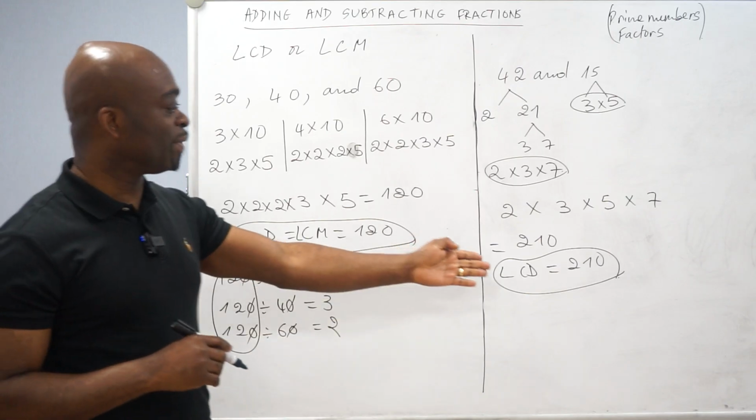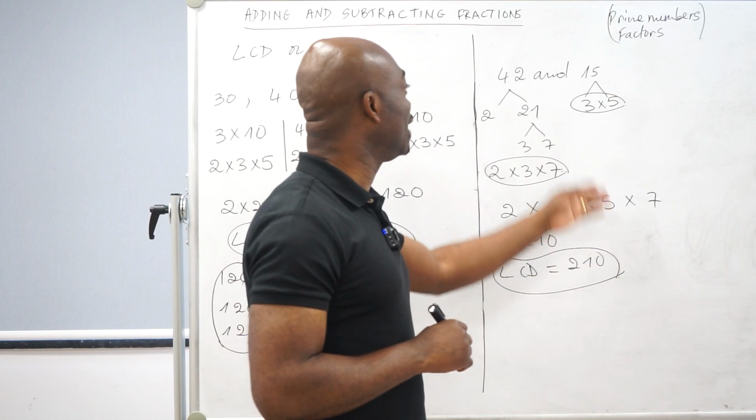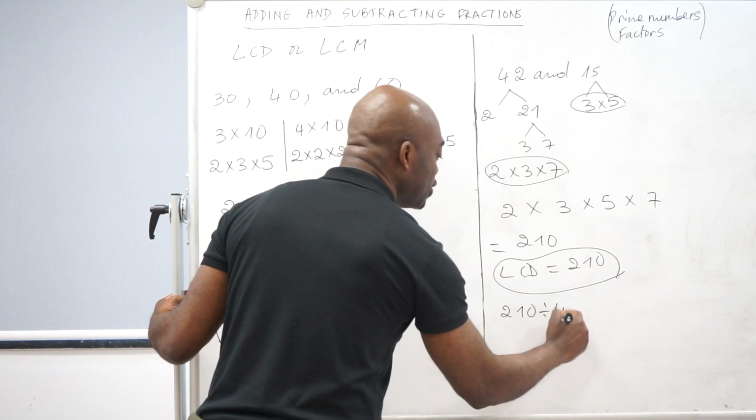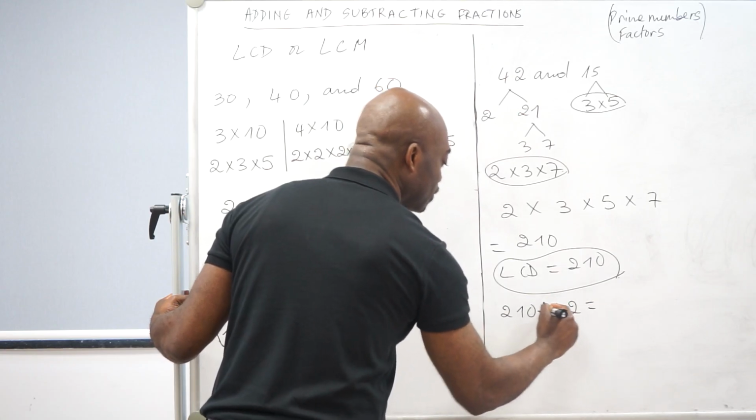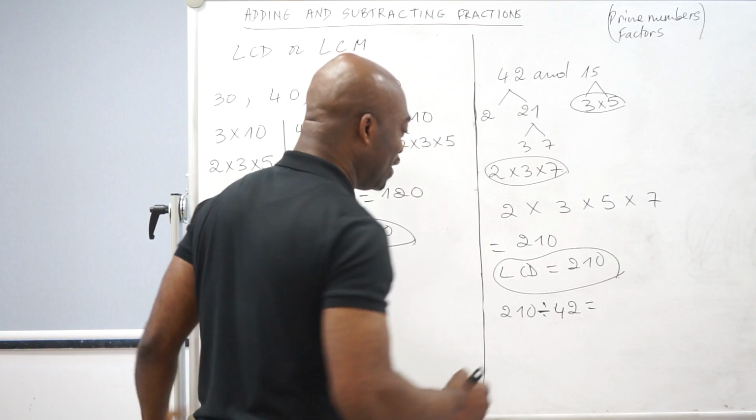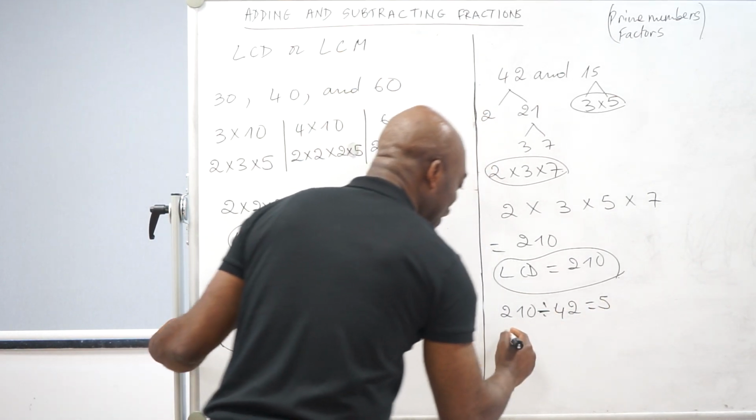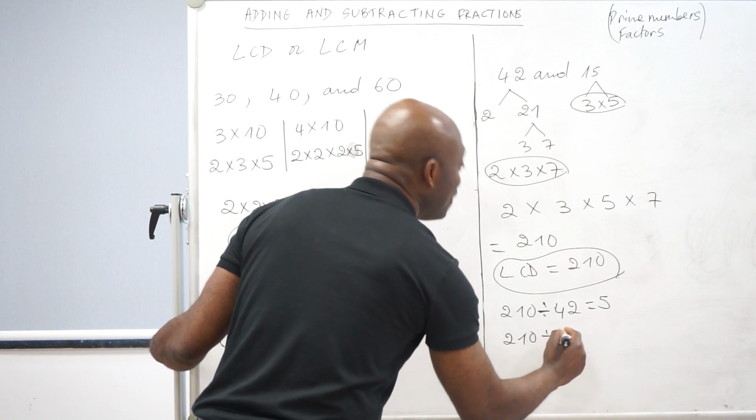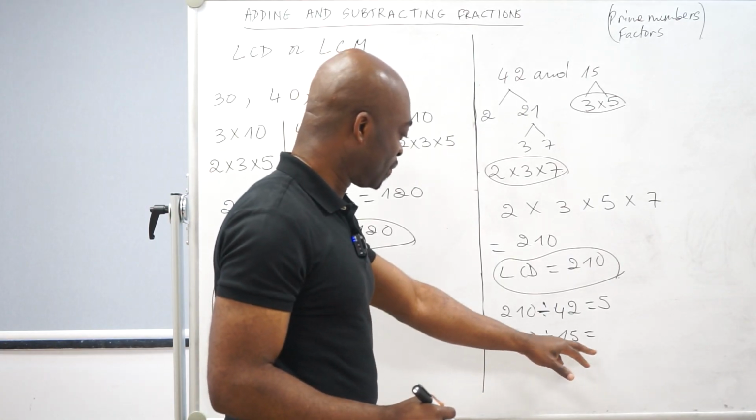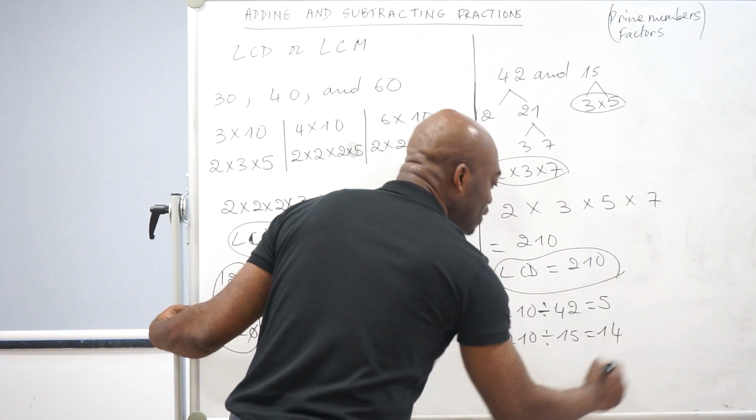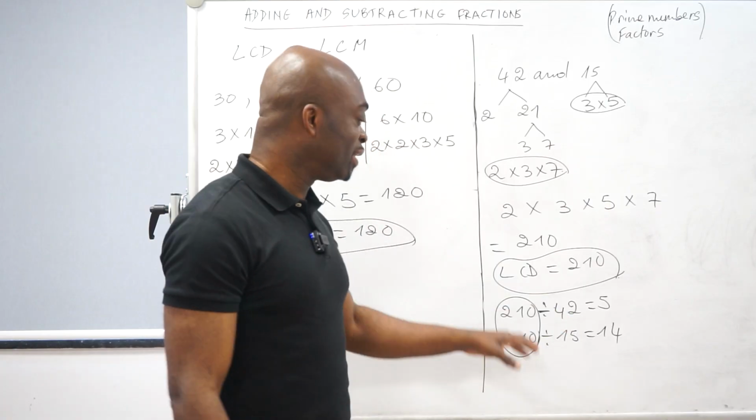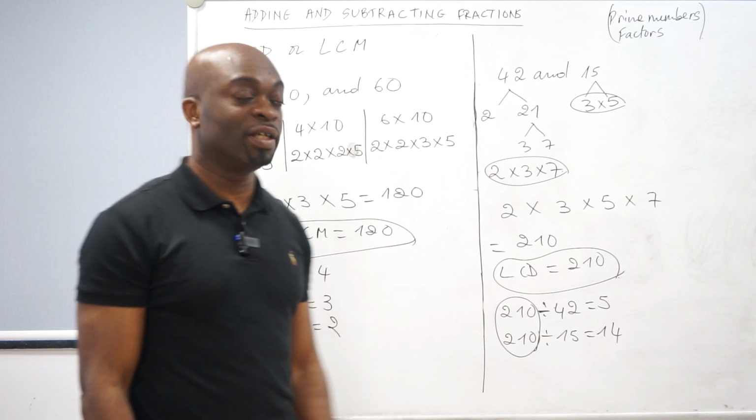We good? Same thing here. If you take 210 and then you divide them up. So 210 divided by 42. If you do it, it should give you what? 5. Okay? And then 210 divided by 15. It will give you what here? 14. So 210 is your lowest common denominator because it can go into it evenly. It can divide these numbers evenly to give you 5 and 14, as we have here.